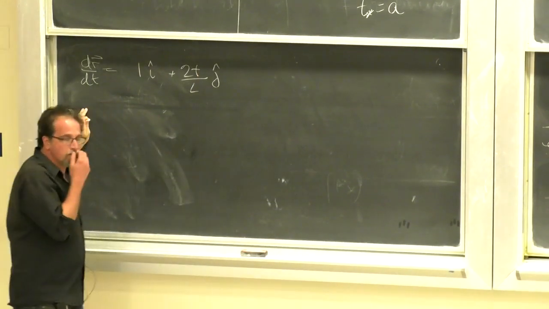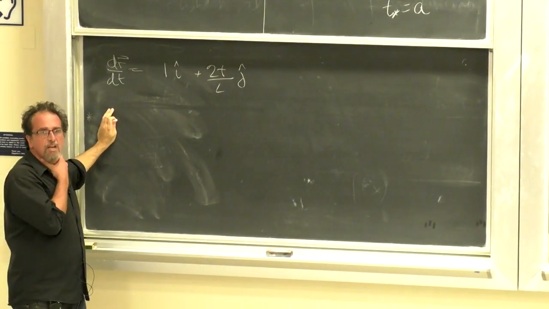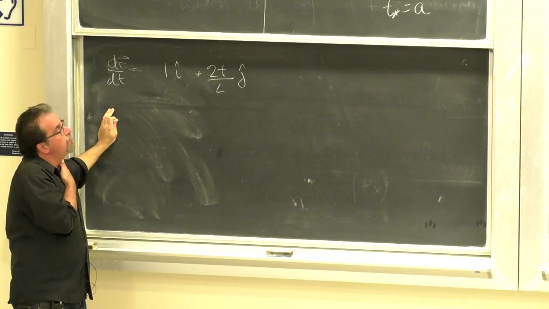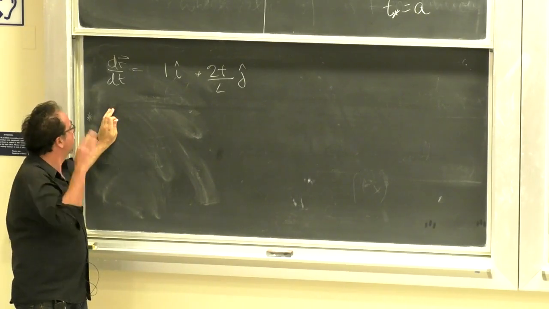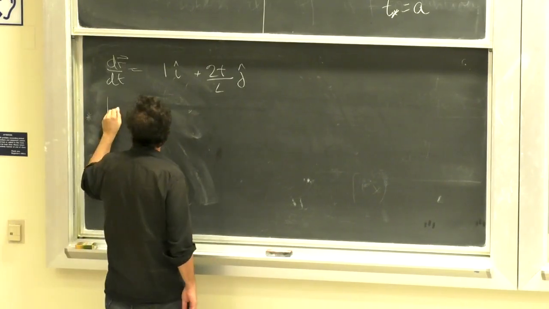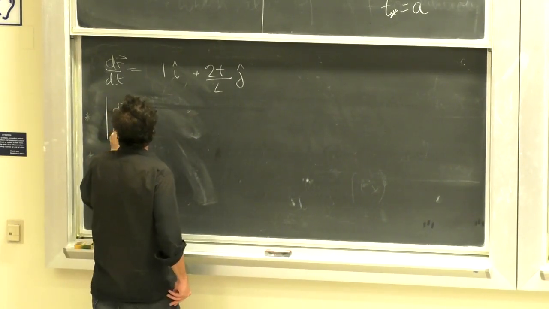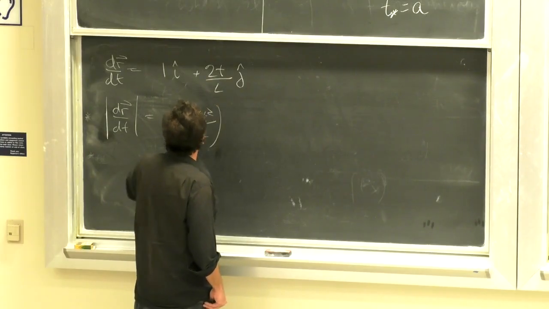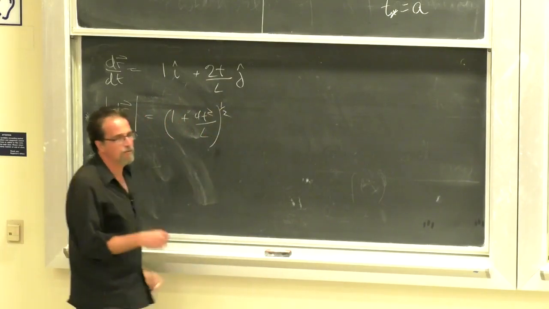And this is the velocity of this trajectory. Sorry, I should not put my hand there. Of course, the magnitude of dr dt is straightforward. That's (1 plus 4t squared over L squared) to the 1/2.